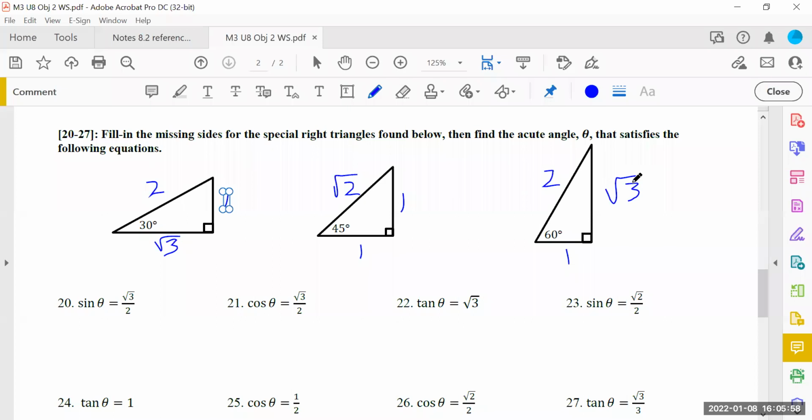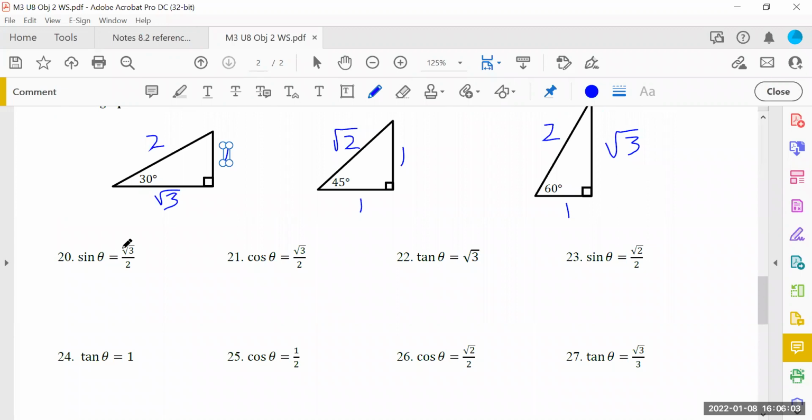You are expected to have those memorized, but you can write them down right now on your homework, and then you're just going to match up each of these with one of the triangles. So sine, opposite over hypotenuse. I'm looking for an opposite side of root 3. And again, you might want to just write that down. This is going to be opposite. This is going to be the hypotenuse for sine. Opposite over hypotenuse. Here, this one over here has an opposite side of the square root of 3 and a hypotenuse of 2, which means that this angle, theta, is 60 degrees.